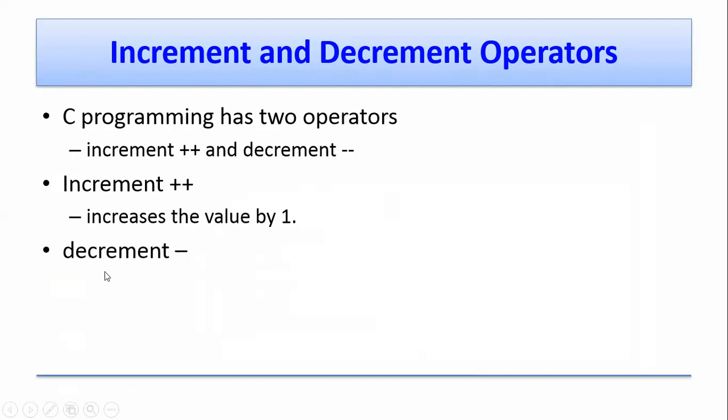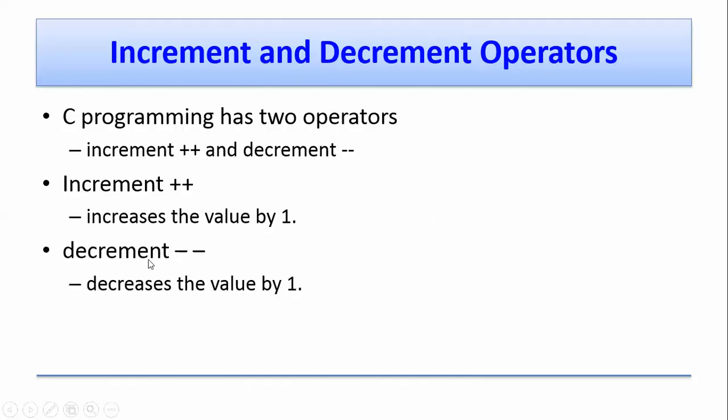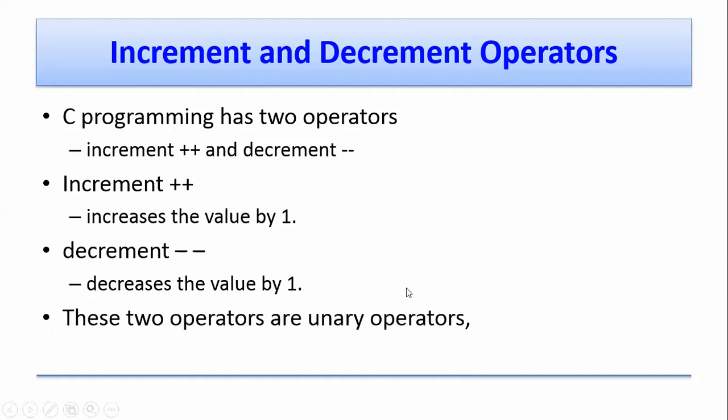And the next one is decrement. This decrement is represented by two minus signs, like this. So decrement means the value of the variable is decreased by 1. These two operators we call unary operators. That means they only operate on a single operand.